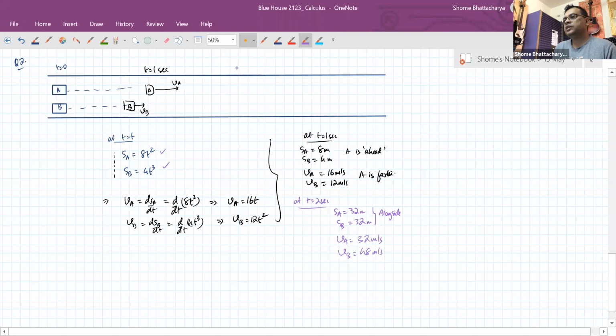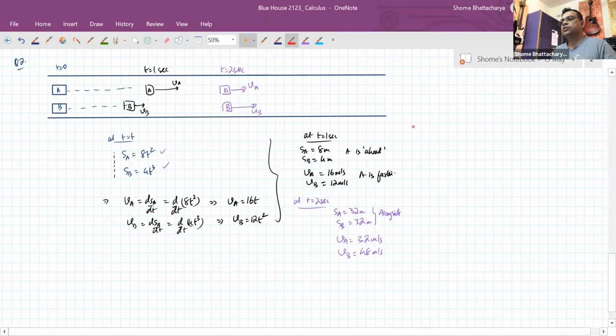Okay. So by the time you're at t equal to 2 seconds, B has caught up with A. They're alongside, and B's velocity is also more than A's. So what you'll realize is in between 1 and 2 seconds somewhere, B's velocity has become more than A's, because that's the only way B can catch up with A.